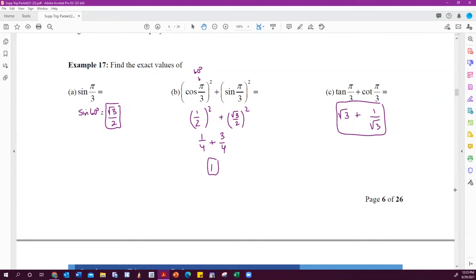What would it be? It'd be rad 3 times rad 3 plus 1 over rad 3. Getting a common denominator, we would end up getting 3 plus 1, which is 4 over rad 3.